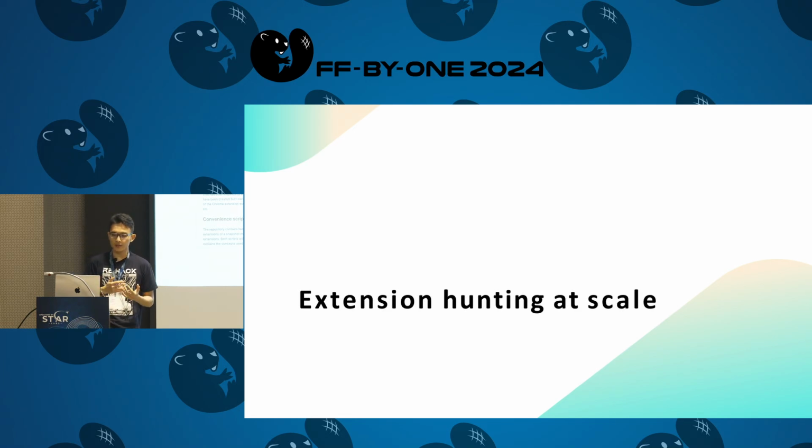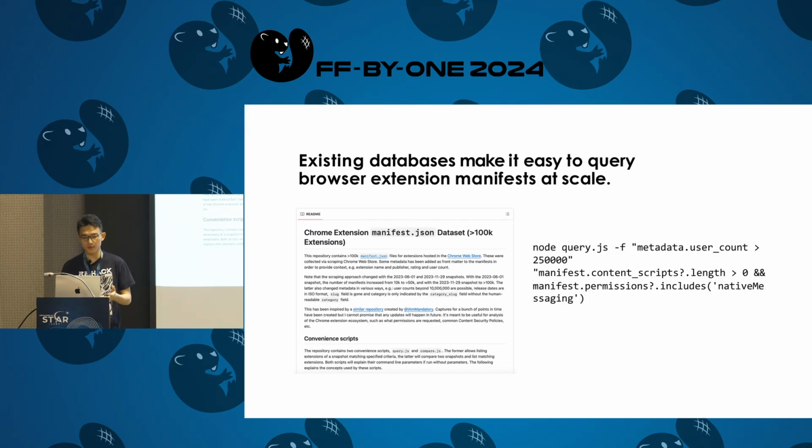There are a lot of existing databases that make it easy to query browser extension manifests at scale. One of these is the Chrome extension manifest database on GitHub, right? It has a dataset of more than 100,000 extensions, and basically this person scraped the manifests for all of the extensions he could get his hands on for you to make a query. He also has quite useful scripts for you to parse all of this data at scale, because you can use grep or jq, but it's not necessary if you just use the script. And then you can add a few filters for that.